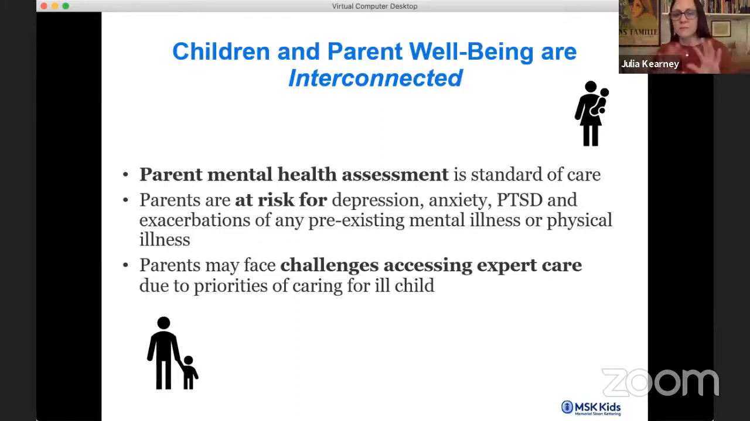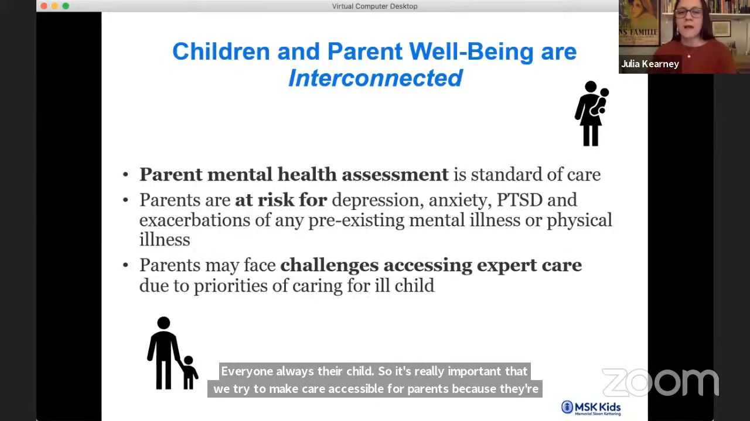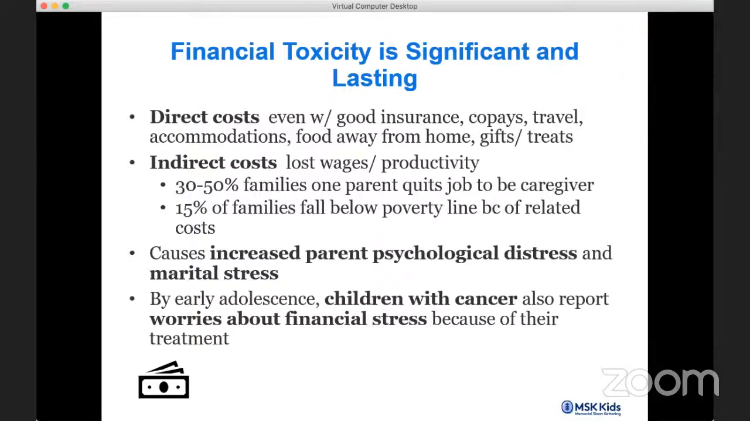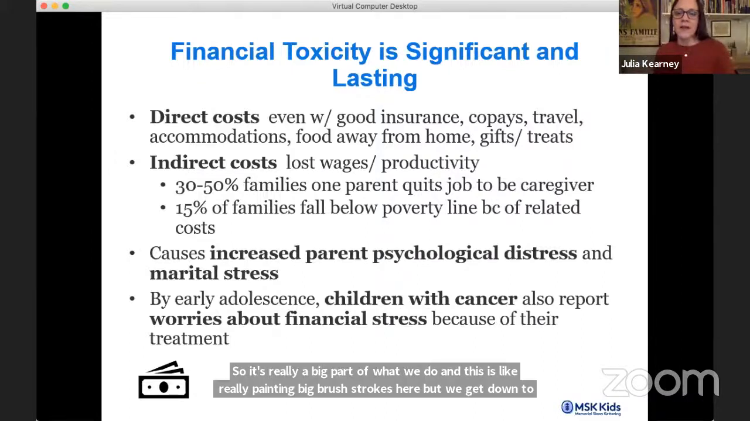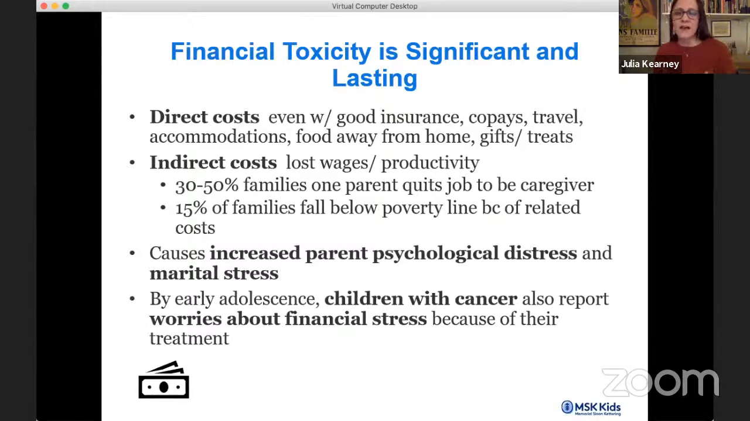And this is really painting big brush strokes here, but we get down to the nitty gritty in terms of helping parents get the care they need and making sure that it's expert care. And then the last piece I want to say is that financial toxicity was overlooked for a long time. People would say, what is this in the grand scheme of things? It's the life of a child. You just do what you have to do. That really overlooks the long-term and significant toxicity, and toxicity really means side effects. This is a side effect of cancer treatment, and that's really sad.